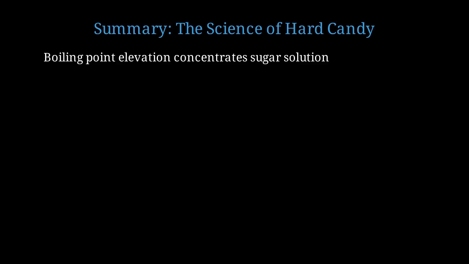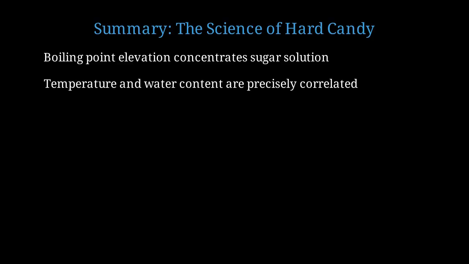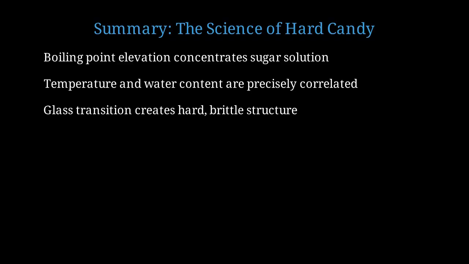Let me summarize the key scientific principles we've covered today. Boiling point elevation, a colligative property, allows us to concentrate sugar solutions beyond what's possible at atmospheric pressure. Temperature and water content are precisely correlated through thermodynamic equilibrium, explaining why small temperature differences matter so much. The glass transition phenomenon creates the hard, brittle structure of candy when T sub G is above room temperature.